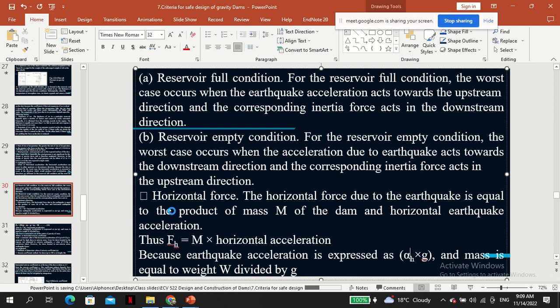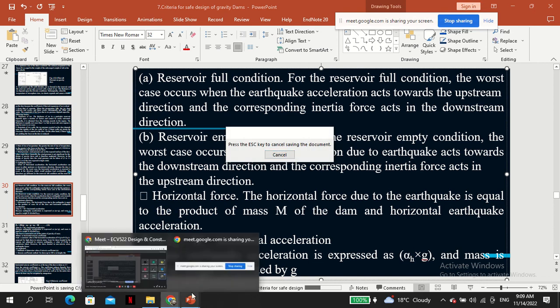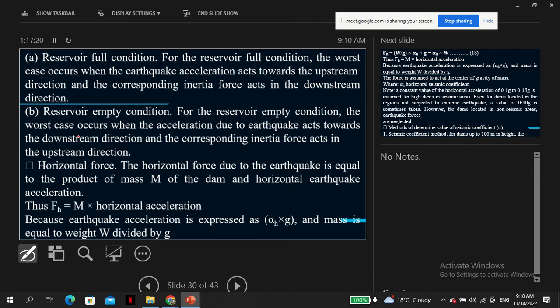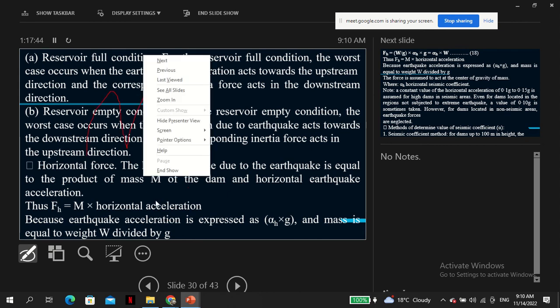Now these values will be given to us by geologists. The horizontal acceleration of an earthquake is expressed as alpha h times g, and mass is equal to weight divided by g.